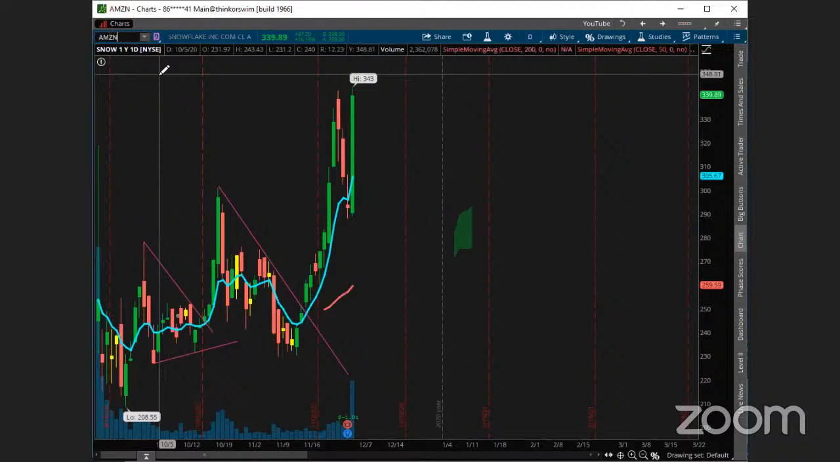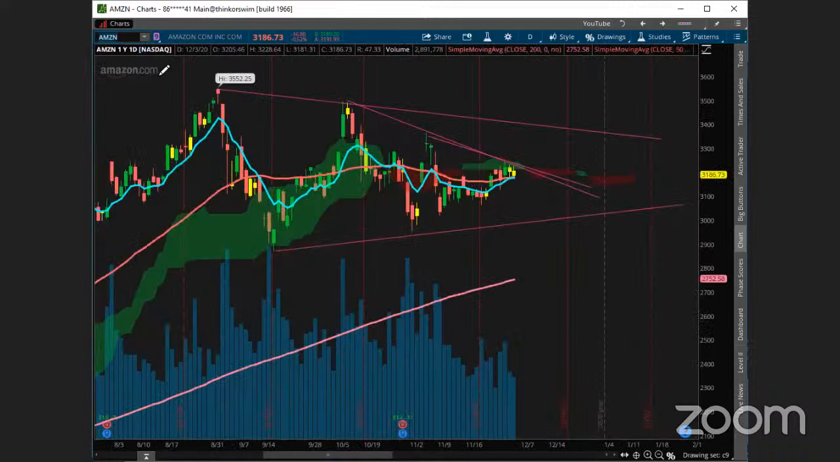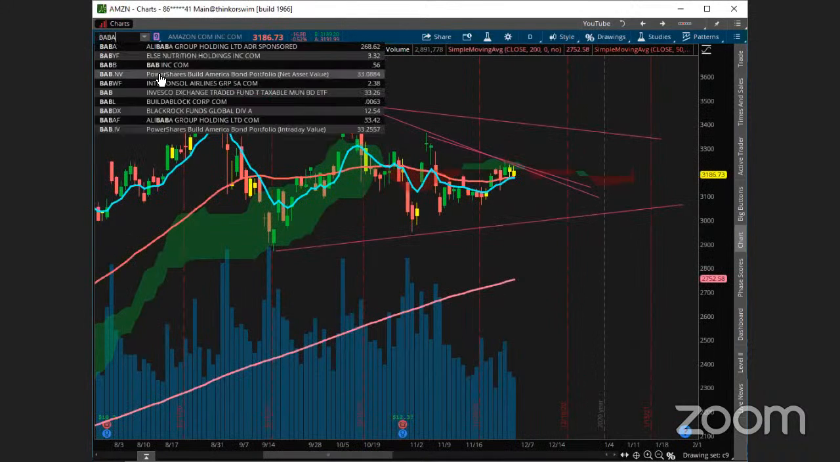Let's take a look at Amazon. Again, double inside day on Amazon below the geometric line. So let's see if we can try to break out of those tomorrow for some Friday fun.